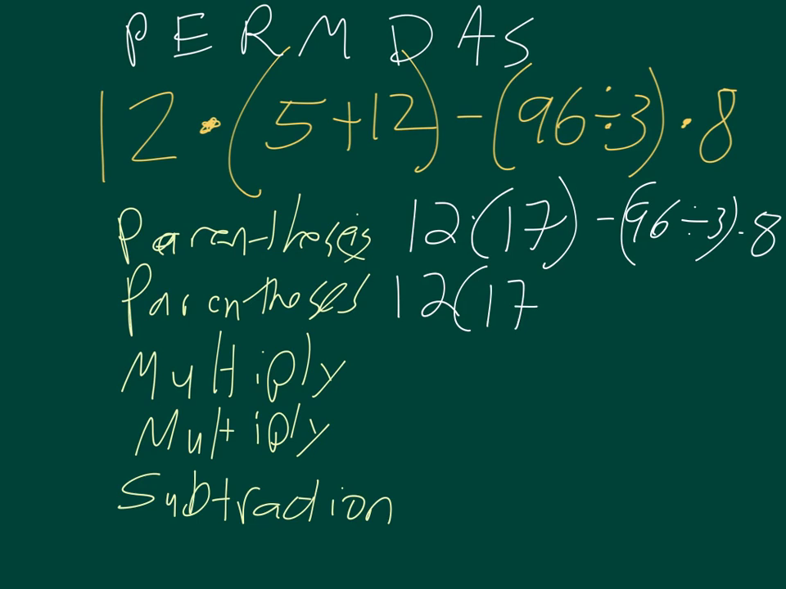Then I'll do the other set of parentheses. 12 times 17 minus, and then I do what's inside parentheses. 96 divided by 3 is 32, times 8. Then I'm going to do my first set of multiplication, which will be here. Second set of multiplication, which will be here. Do that on this, and then finally subtraction. What you're going to do is finish this, do this multiplication on the next line, this multiplication on the next line, and then subtraction finally.